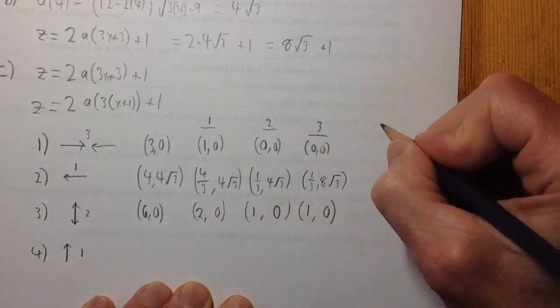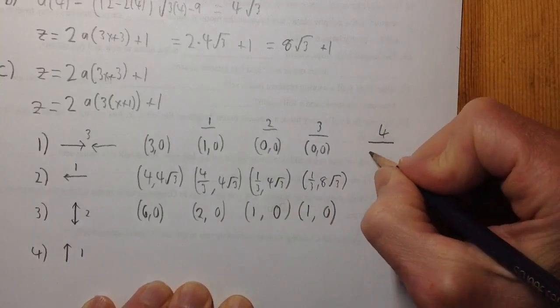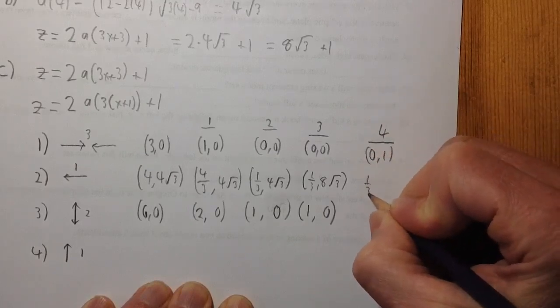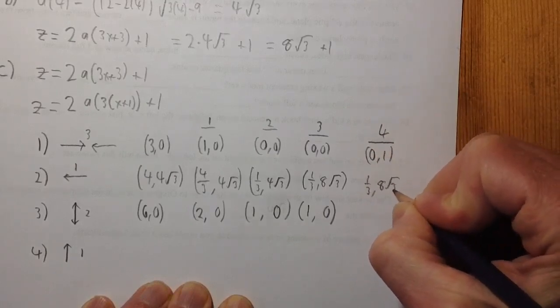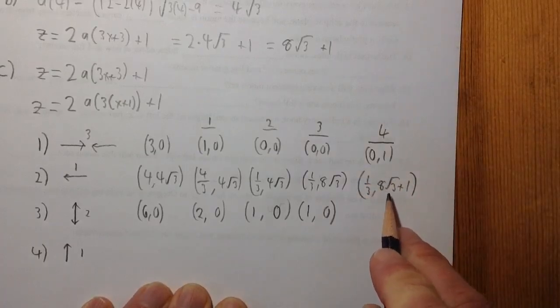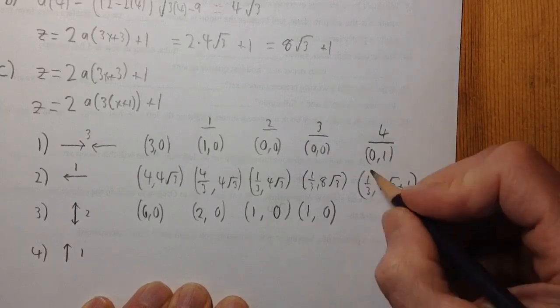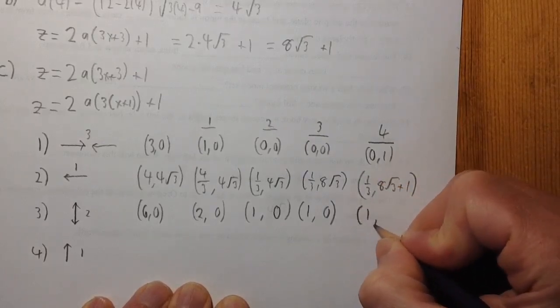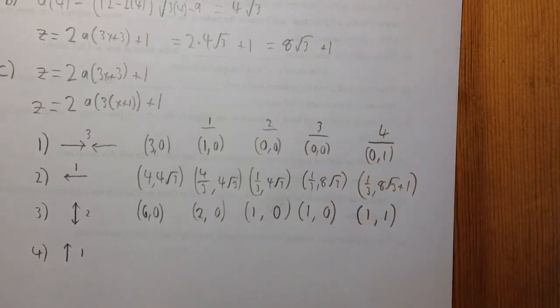And finally, we add 1 to the y. So our fourth step, we add 1 to the y. So it's 0 comma 1, 1/3 comma 8 root 3 plus 1, which you will notice is our maximum value, which we already figured out in part B. And we could have just done this to figure it out. And we add 1, so it's 1 comma 1. So those are our new points for the new graph.